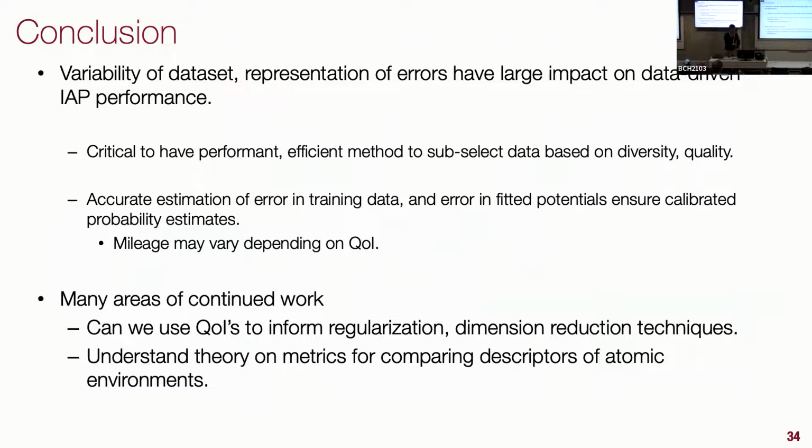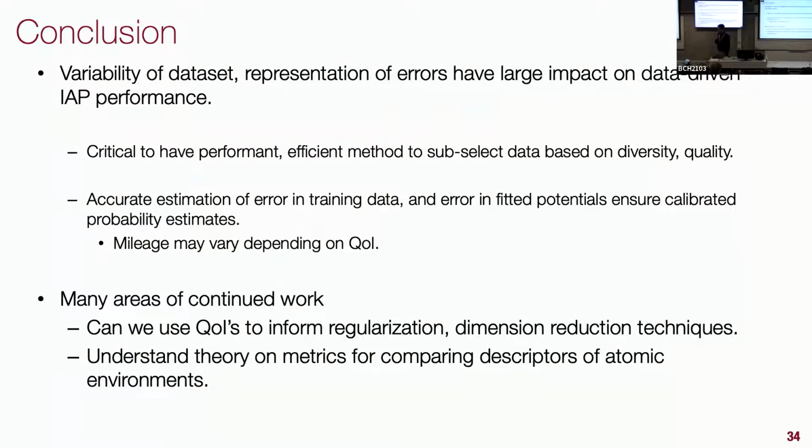Okay. So what do I want to conclude with? I want to say that the variability of your data set is extremely important, but also is a representation of the errors that you have. In particular, this notion of, in order to have adequate probability estimates of uncertainty, you also need to be careful about the choices of your data set, and active learning depends on each of these very crucially.